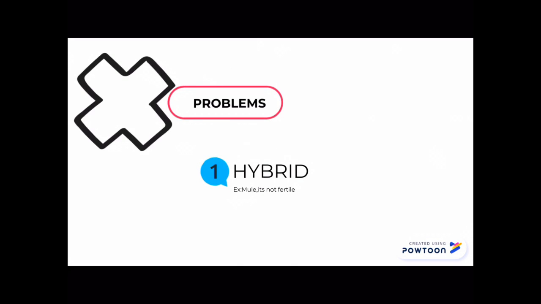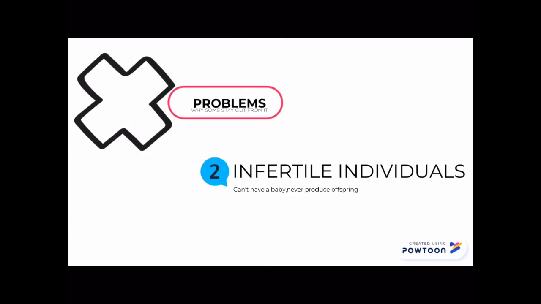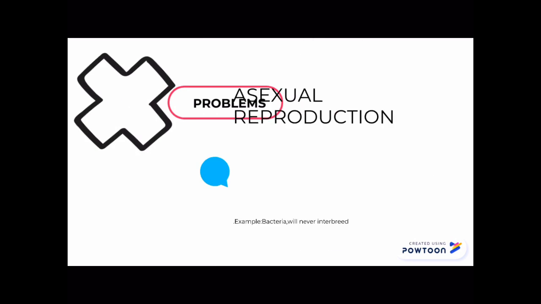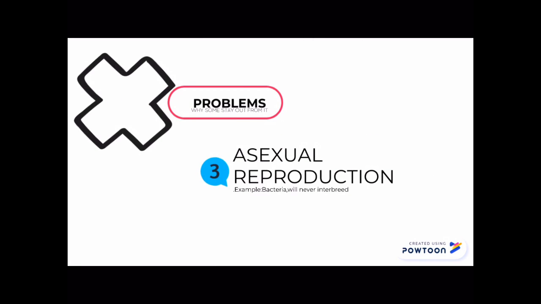First of all, hybrid individuals. It is a mixture of two species. Example, the mule. It's not fertile. Second, infertile individuals. They can't have a baby and will never produce offspring. Also, asexual reproduction. It needs only one cell to reproduce. Example, bacteria will never interbreed.